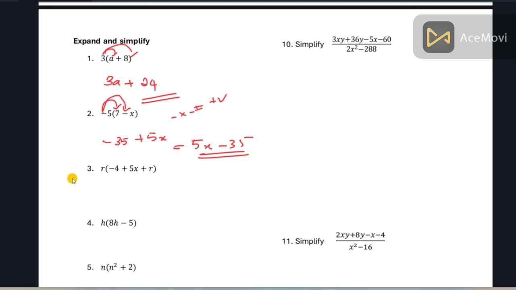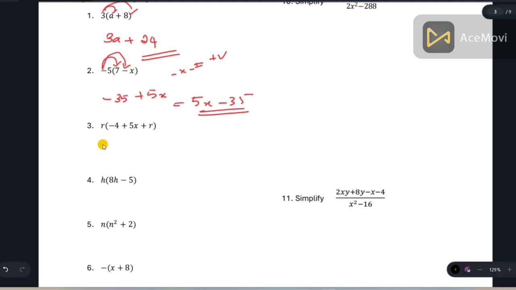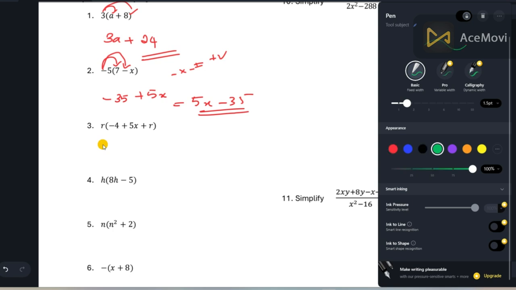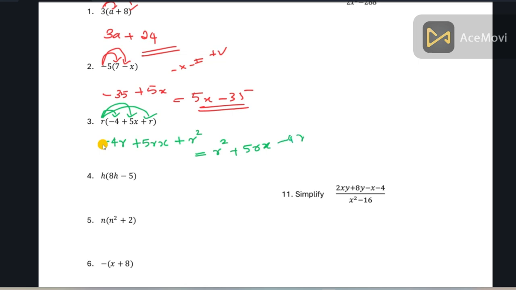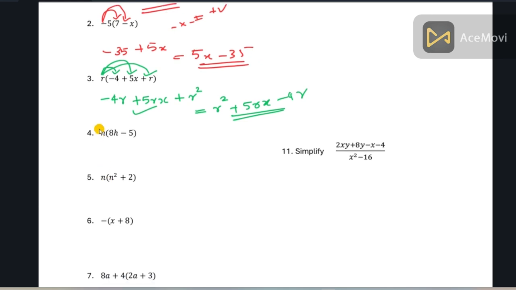Next, number 3. R times minus 4, minus 4r. R times 5x, that is positive 5rx, or we can write xr. Then r times r, both are positive, so positive r square. This one we can just arrange like this: r square plus 5rx minus 4r. You can just arrange it like this too.